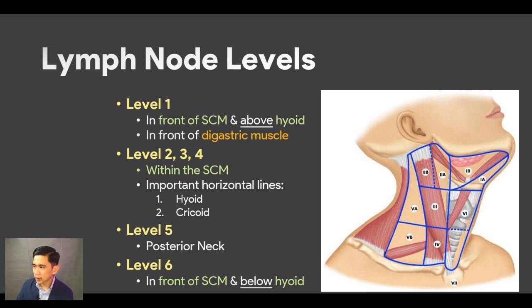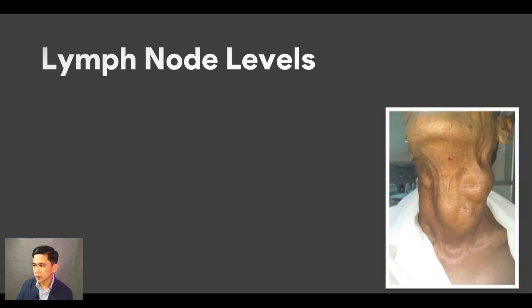Okay, so 1, 2, 3, 4, 5, and 6. So that's how we report lymph node levels. So here we go back to our patient. So a patient has a big thyroid tumor. So that's usually where the thyroid is found. And notice you have here a lymph node and another lymph node here.